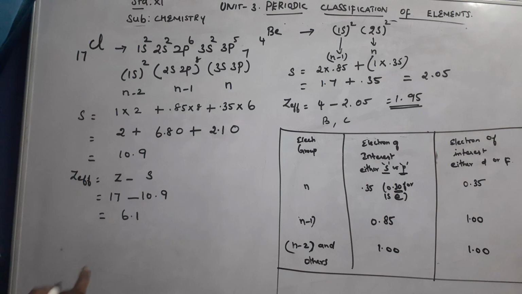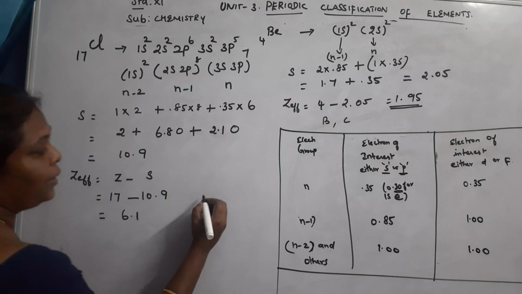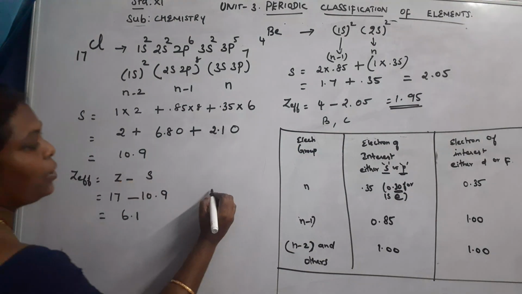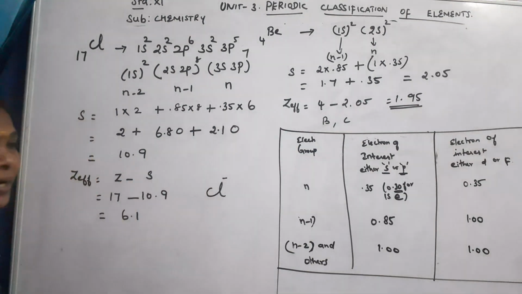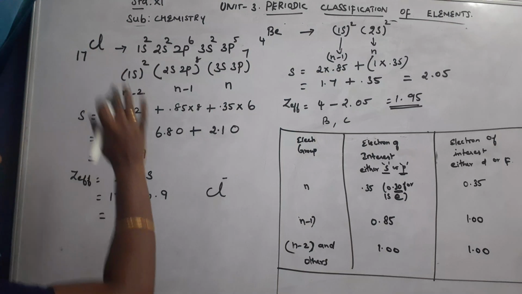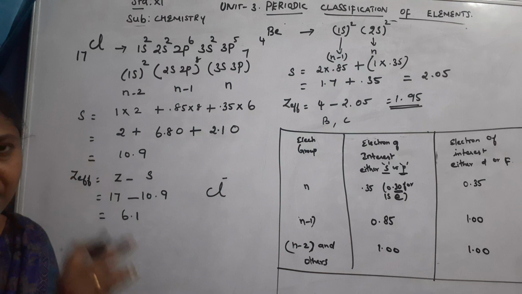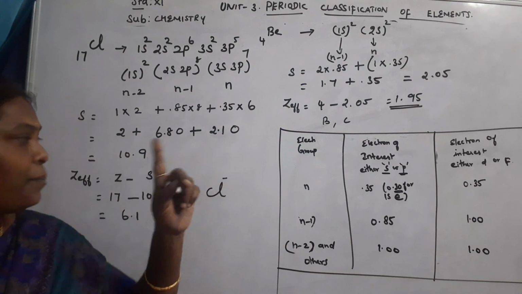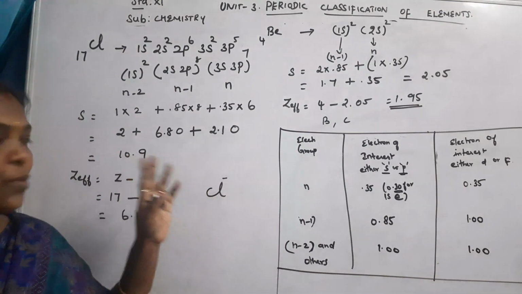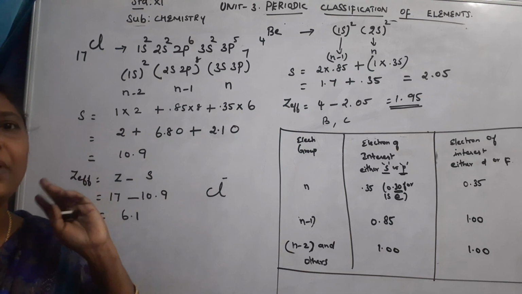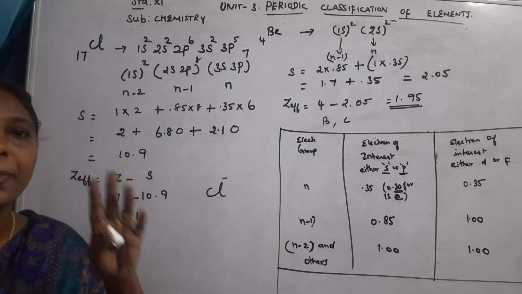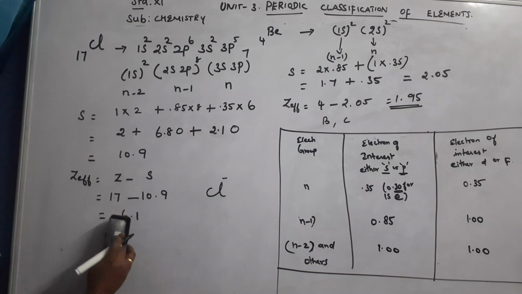At the same time, if you are asked to calculate the effective nuclear charge for one of the electrons present in the 3p orbital in the Cl minus ion, the same way we have to proceed. The atomic number for chlorine is 17. Here it contains the minus. Here minus means it has gained 1 electron, so the total number of electrons is 18.